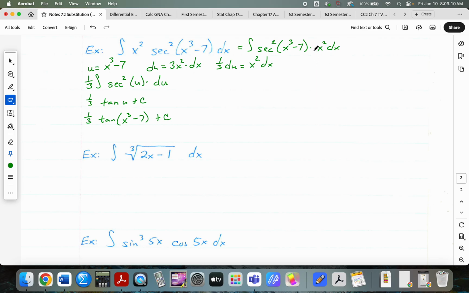Well, I would have to multiply this by 3, but that changes my answer. So I also need to multiply by 1/3, so that I'm really only multiplying by 1. So I could rewrite that as 1/3 of the integral of secant squared of x cubed minus 7 times 3x squared dx.